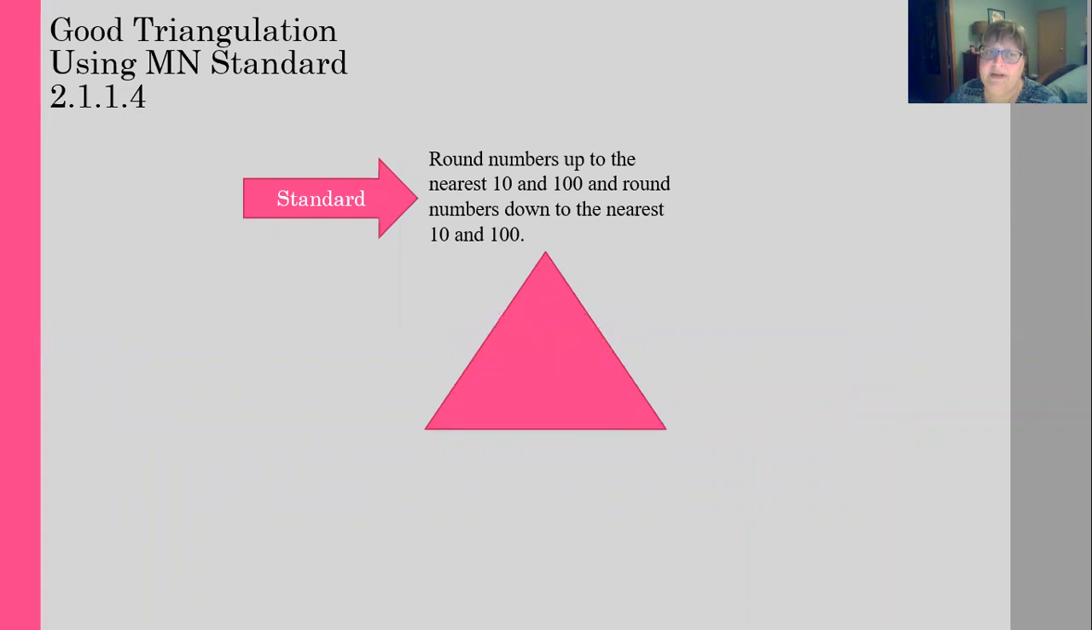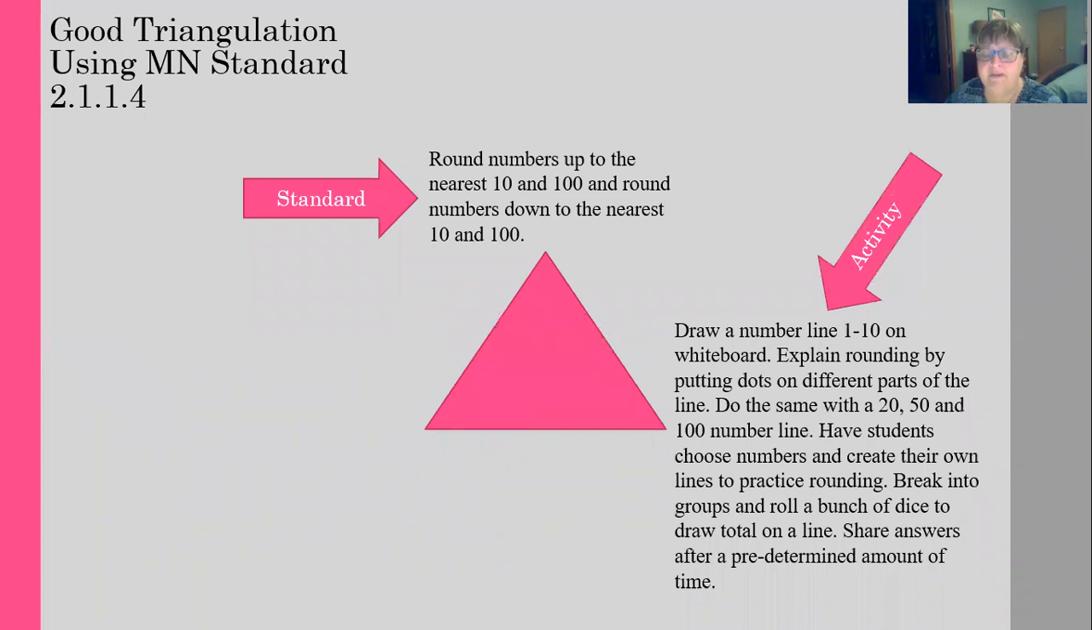What is a good way to triangulate the standard? Well, again, we have our standard listed there. And then we have a multitude of activities for students to participate in. First, discussion with the class, talking about a number line and putting points on it to determine if it's closer to number 10 or closer to 0. And then going to some different number lines like 20, 50, or 100.